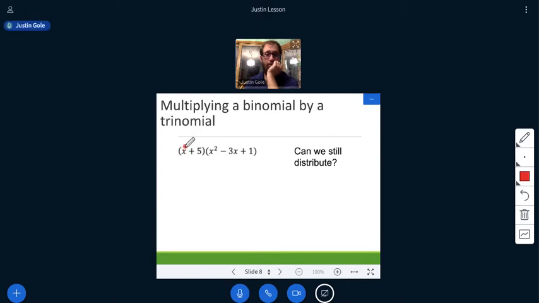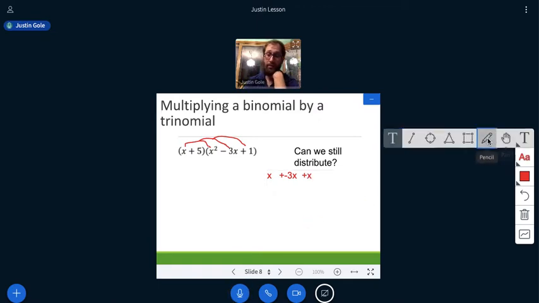All right, so this is what we should have done, either if we wrote it down on paper or in our head. We're still going to distribute x through the whole other phrase. x times x squared is x to the third, plus x times negative 3x is negative 3x squared, plus x, 1 times x.